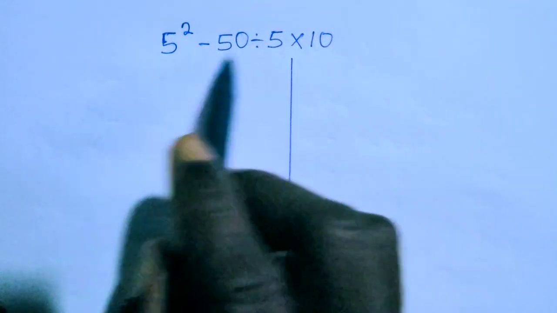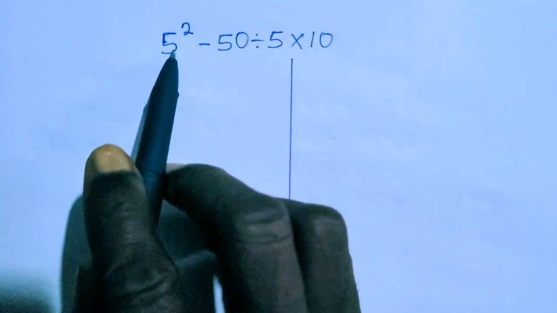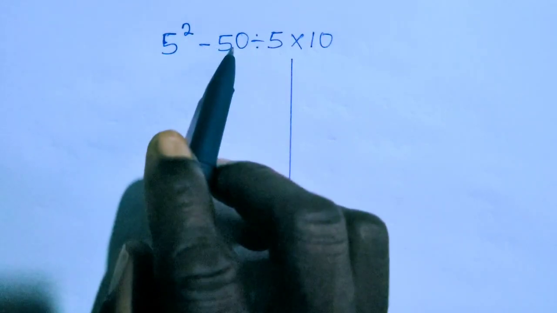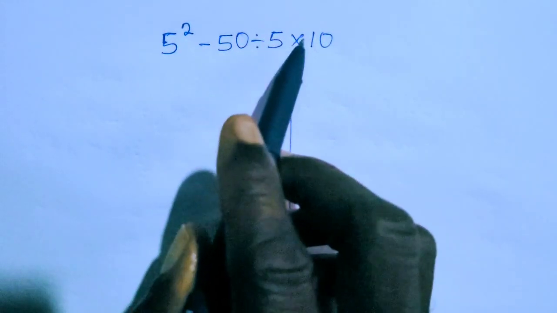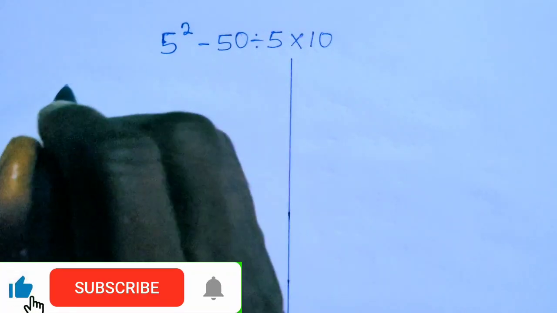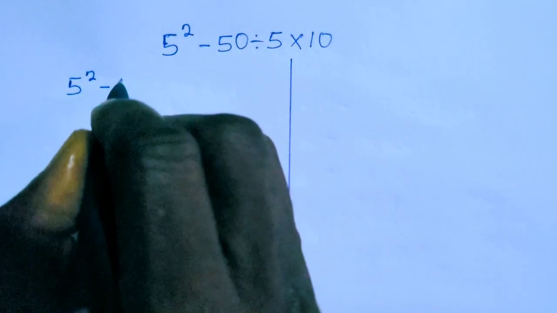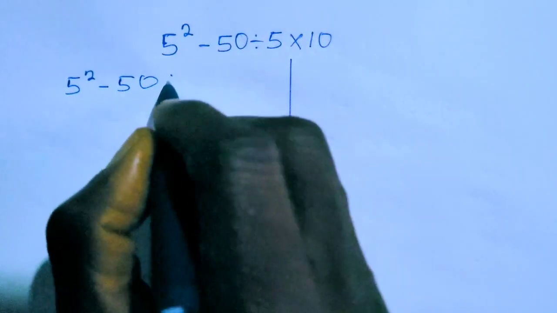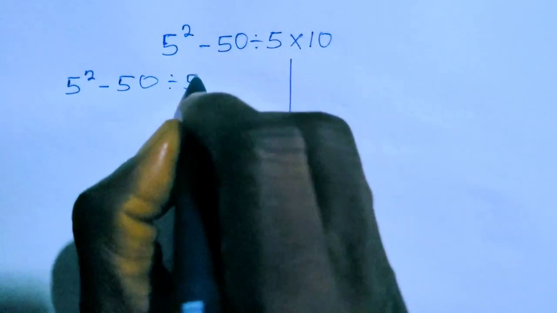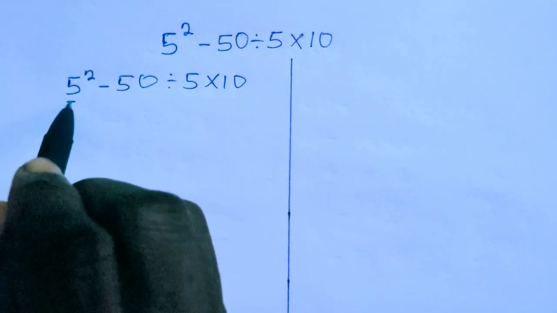Many people mess up with a very simple algebraic expression. Right here, we have 5 to the power of 2 minus 50 divided by 5 multiplied by 10. Many people have this 5 to the power of 2 minus 50 divided by 5 multiplied by 10. Here, they consider this first.